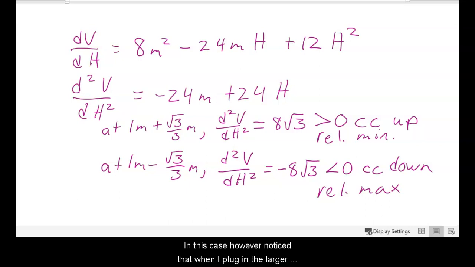In this case, however, notice that when I plug in the larger of the two values, I get 8 square roots of 3 for the second derivative. Because it's positive, that means that the graph is concave up there, and this is a relative minimum. I am looking for a maximum, so that is not the one I want. When I plug in the second critical value at 1 meter minus the square root of 3 over 3 meters, the second derivative becomes negative 8 square roots of 3. Because it is negative, it is concave down, and that means it's a relative maximum. This is the height I am looking for.